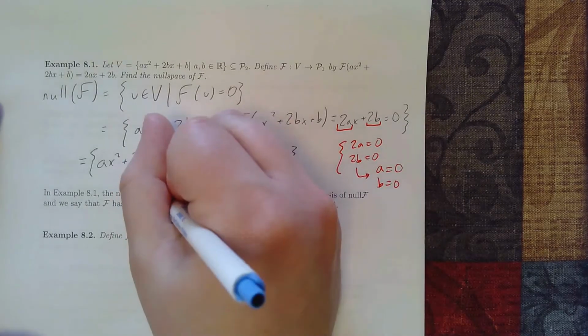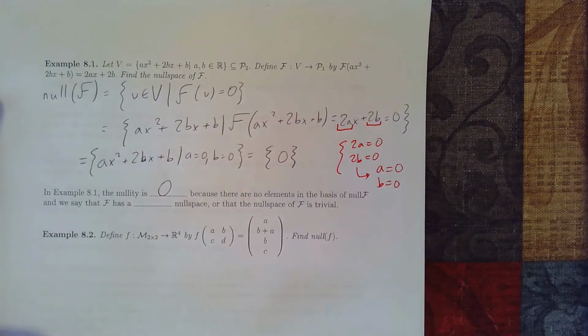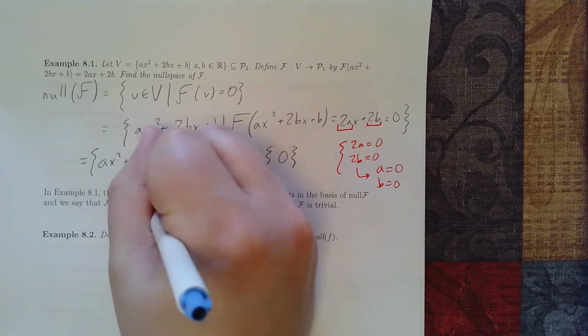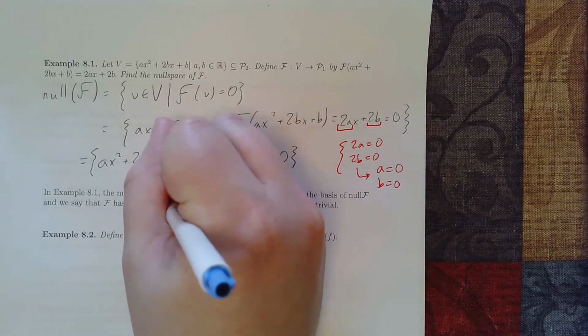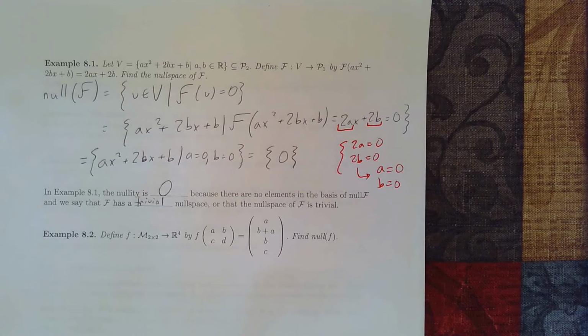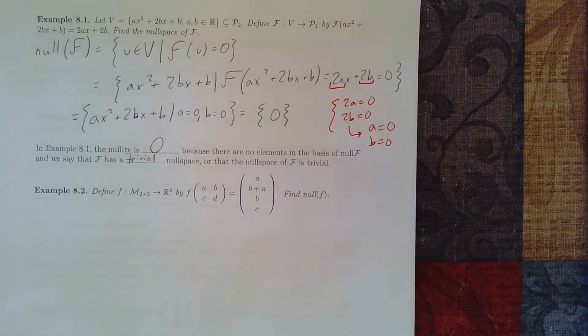So in this example, our nullity would be 0 because there are no elements in the basis for the null space, and we say then that f has a trivial null space. In other words, it only has the 0 vector as a potential thing that will map to 0. So let's maybe try a different example so we can see a little bit more of what's going on.